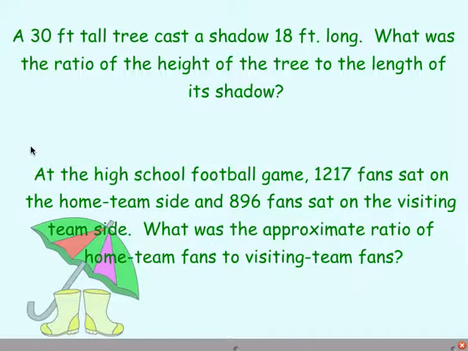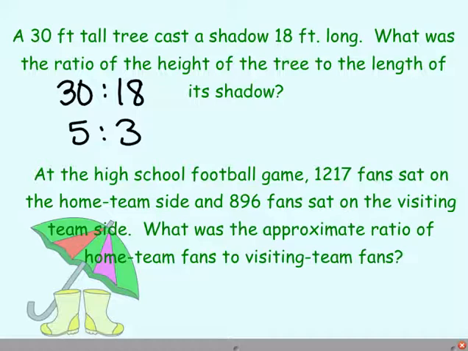Now, if we were given this information, these are our last 2 for this section. A 30-foot tall tree casts a shadow of 18 feet long. What was the ratio of the height of the tree to the length of its shadow? Well, if we have this 30-foot tall tree, that's the height of the tree. That's what they want first. So we'd say, okay, 30 to its shadow, which was 18 feet. Well, we can reduce this and divide each of those by 6 and say that we have 5 to 3. The ratio is 5 feet to 3 feet.